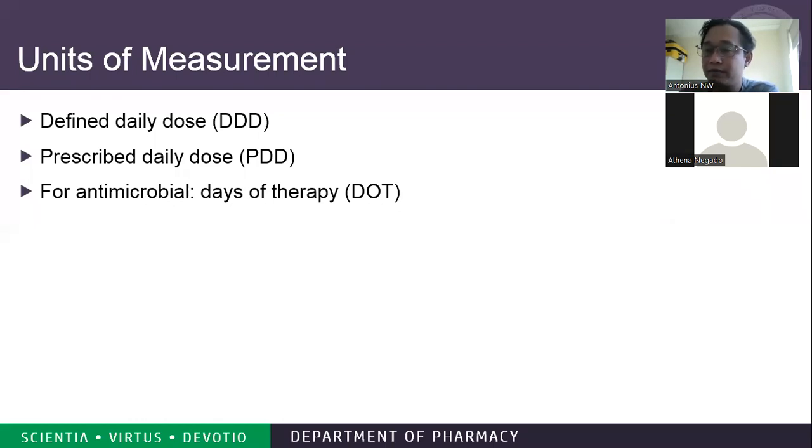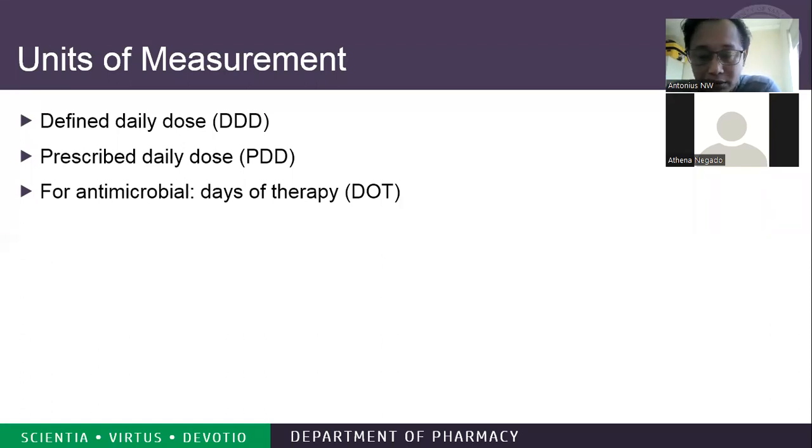Some of the measurements used to study drug utilization research are in this slide. The defined daily dose, triple D, and then the prescribed daily dose, and for antimicrobials, days of therapy. Actually, there are a lot of measurements that you can find to measure drug utilization, but I just introduced three of them.